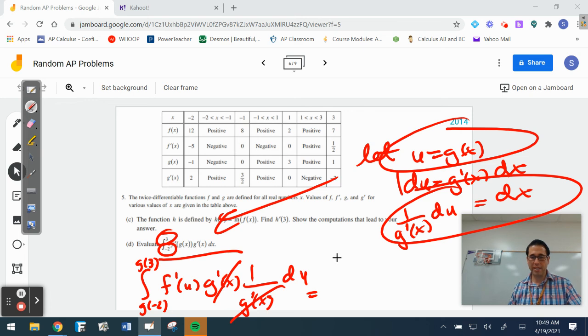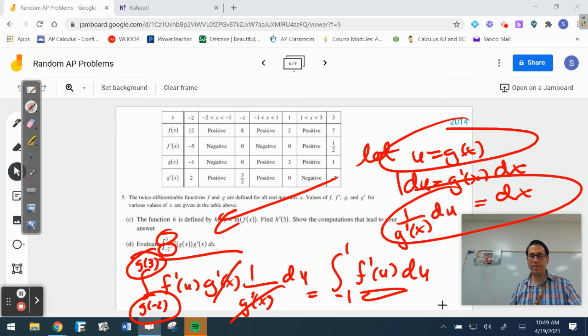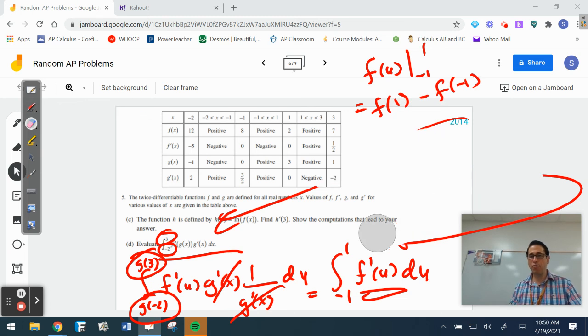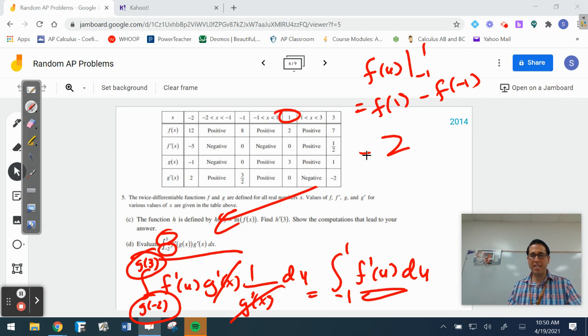Okay, so I get the integral. I'm going to do g of -2. What's g of -2? It's got to be in there. Oh, it's -1. It's right there in my table. What's g of 3? It's at the end. It's just 1. Okay, that wasn't bad. And then it's just f prime of u du. What's the antiderivative of f prime of u? Well, that's just f of u, and I'm going to evaluate that from -1 to 1. So that means it's f of 1 minus f of -1, right, class? And f of 1, that's probably just in the table.